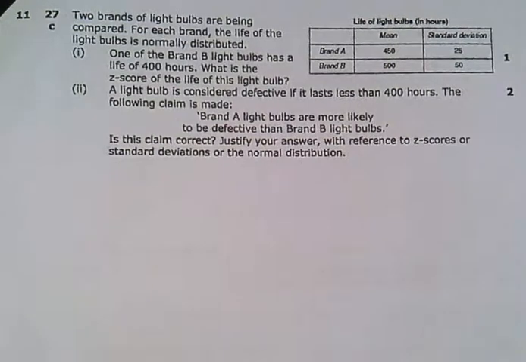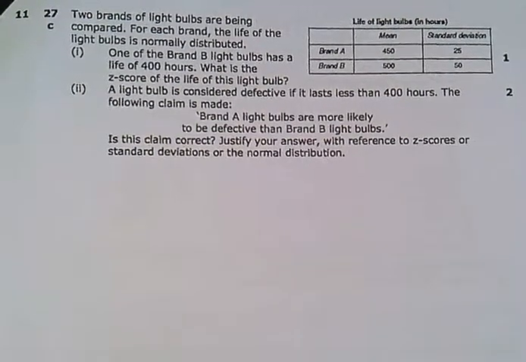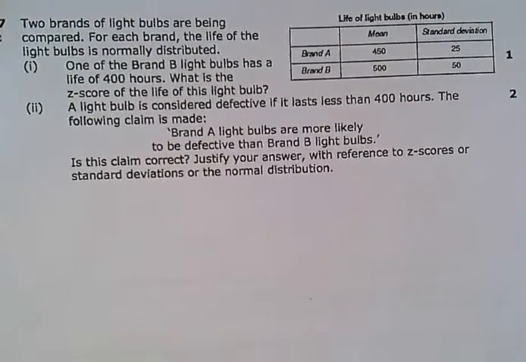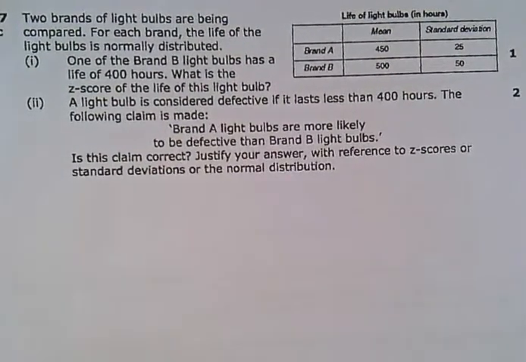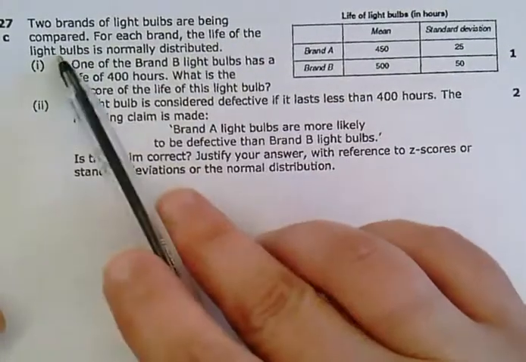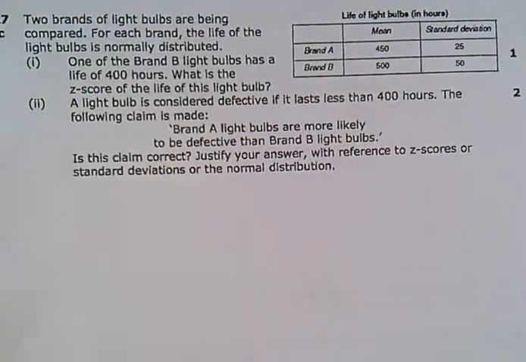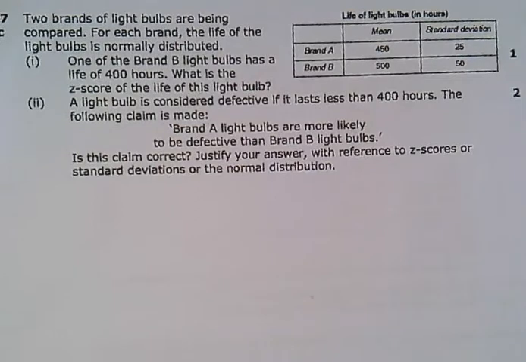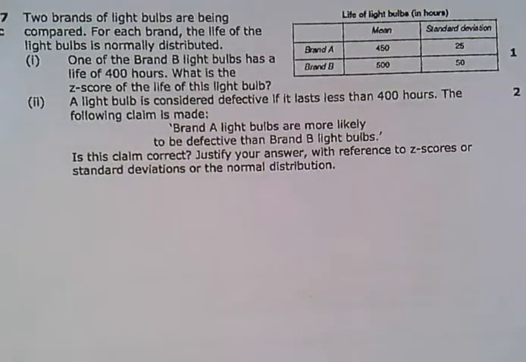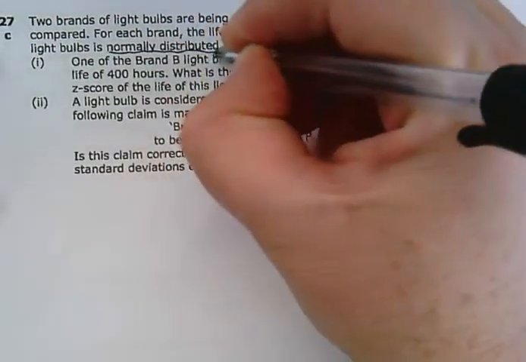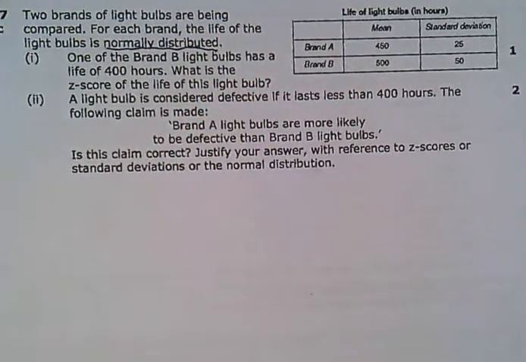Exercise 1106, past HSC exam from 2011, question 27C. Two brands of light bulbs are being compared. For each brand, the life of the light bulbs is normally distributed, which means we can use our three percentages of 68%, 95% and 99.7%.